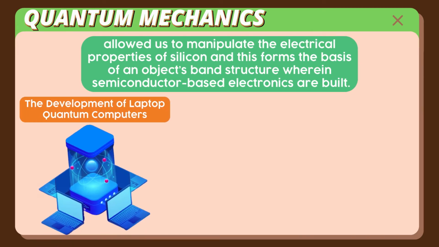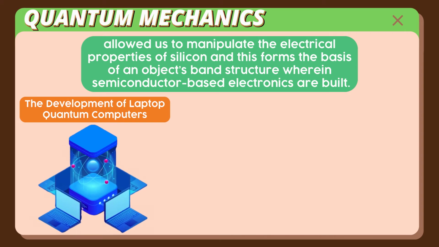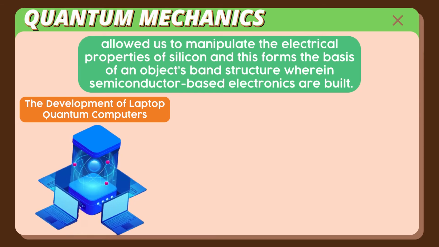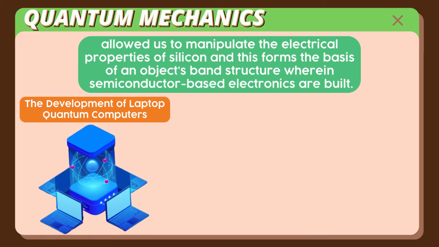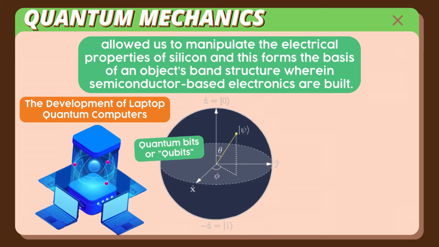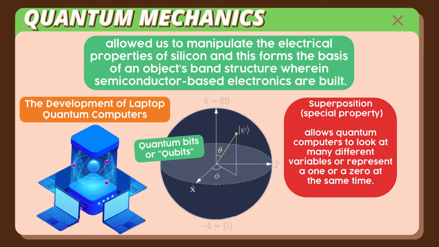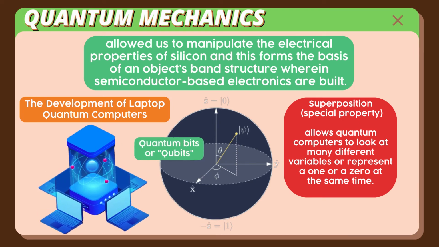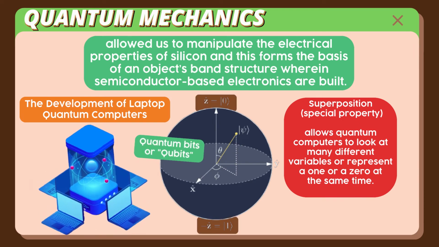In addition, the development of laptop quantum computers follows a different rule set. Instead of using zeros and ones and the use of bits or bytes like classical computers, laptop quantum computers are only able to work with the use of quantum bits or qubits. And these qubits have the special property called superposition, which allows quantum computers to look at many different variables or represent a 1 or a 0 at the same time.